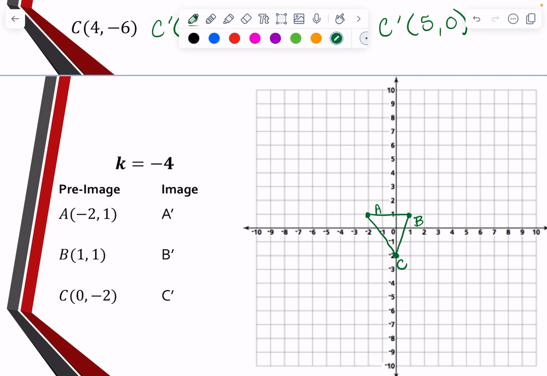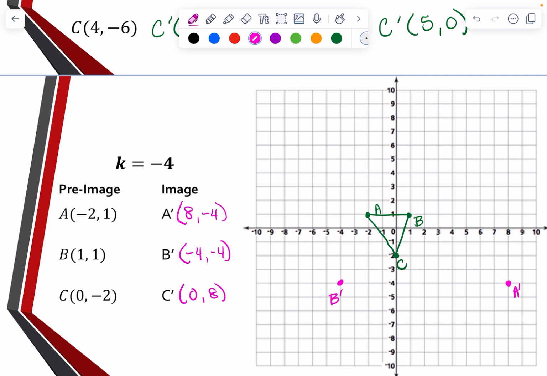So now we're going to find the points of the image. So what we're going to simply do is we're going to take those and multiply them by our scale factor of -4. So that's going to give me 8, -4. That's going to give me -4, -4. And C prime would be at 0, 8. So then we come over here, we graph it. A is at 8, 1, 2, 3, 4. Here is A prime. B prime is at -4, -4.